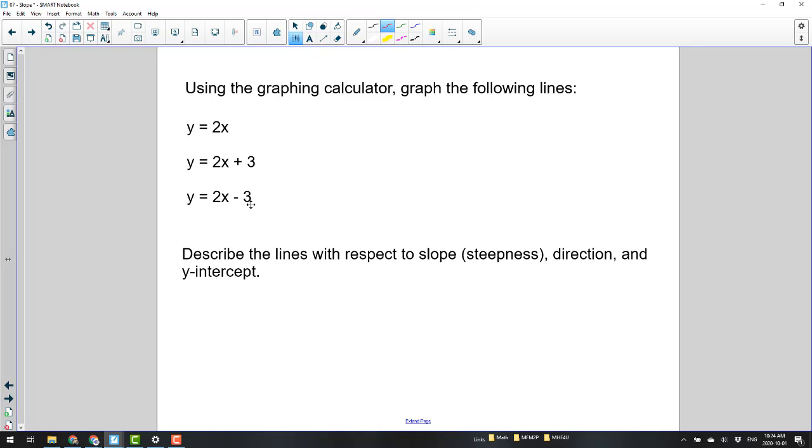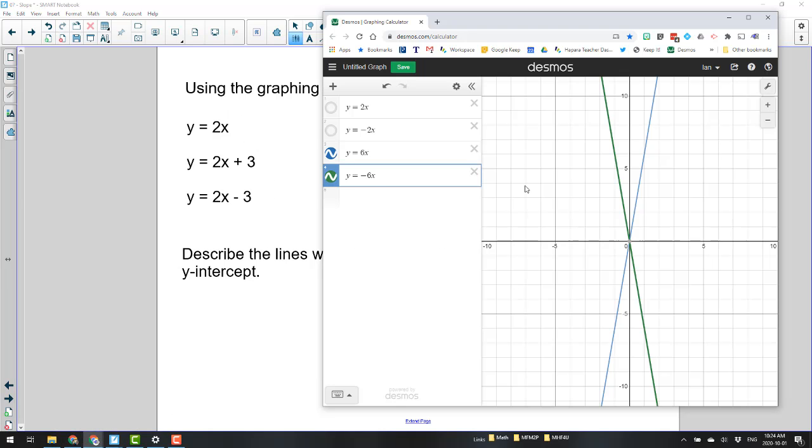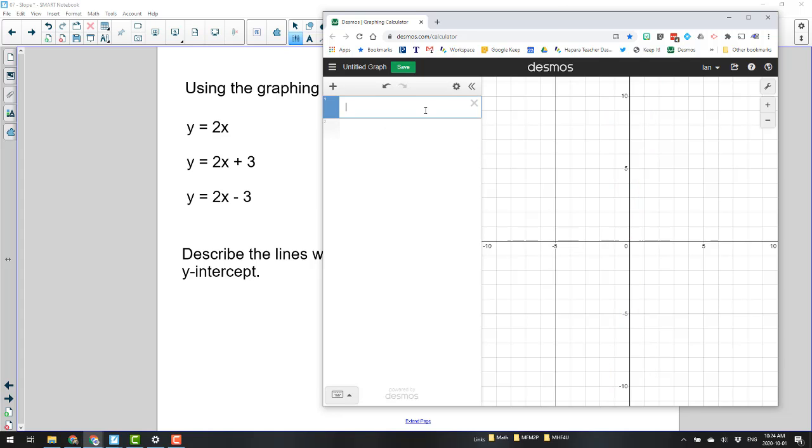All right, now let's start changing that second number. We'll use that y equals 2x again as our example. So I'll clear all these off. Let's enter y equals 2x. So there's that line. You can see it's passing through the origin, a little steeper than our standard line.